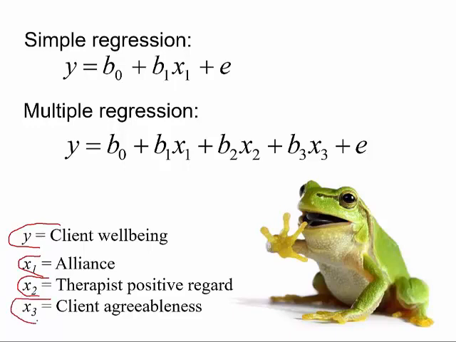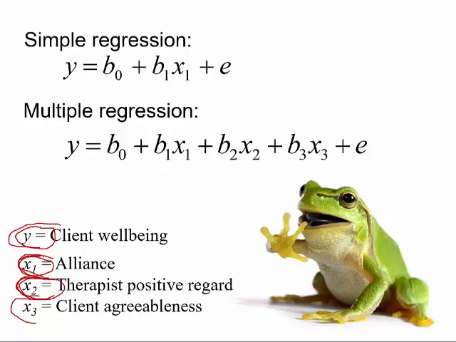Now, just to give you a sense of where we're going with all this, if you look at those three variables, we might ask whether these are all distinct, different things, or is there some overlap between them? For example, if a therapist expresses positive regard, will that necessarily mean the client feels a good alliance? Are these two different things, or are they really two ways of measuring the same thing? And if they're two different things, then I might get a distinct effect for each one. Each one might have a unique effect in explaining variance in client well-being.